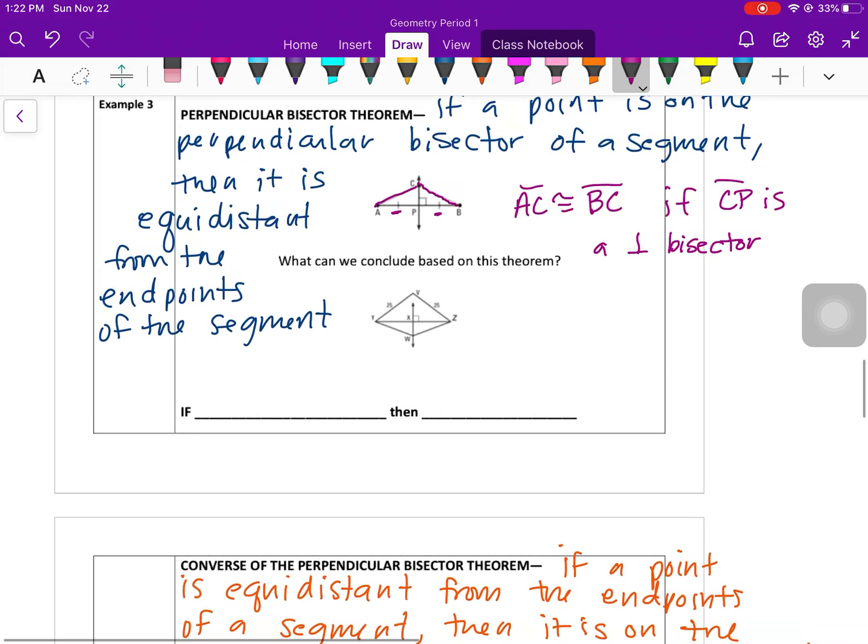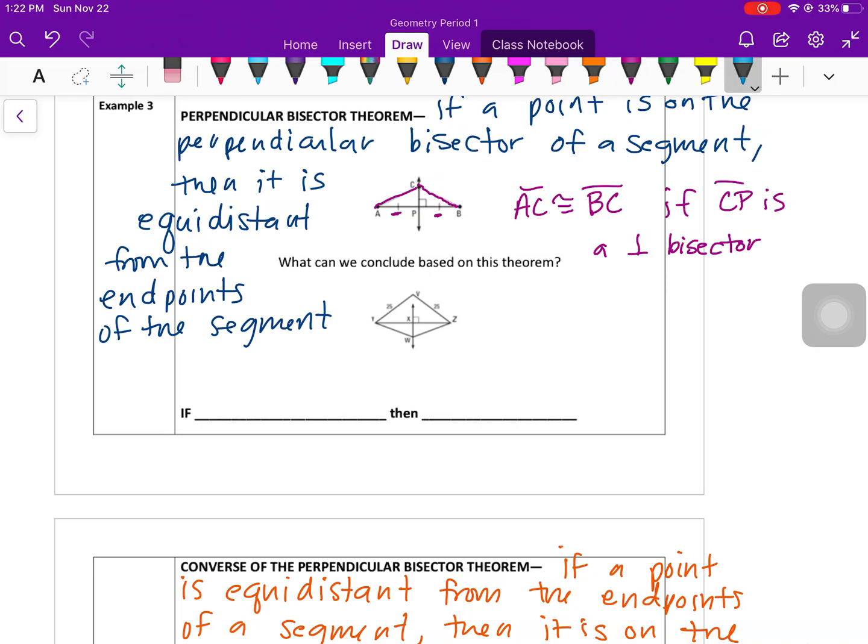So based on this next drawing, what can we conclude based on the theorem that we just talked about? We know from Unit 2, if one right triangle is formed, we have 4 right triangles, right? So this must also be a perpendicular bisector.